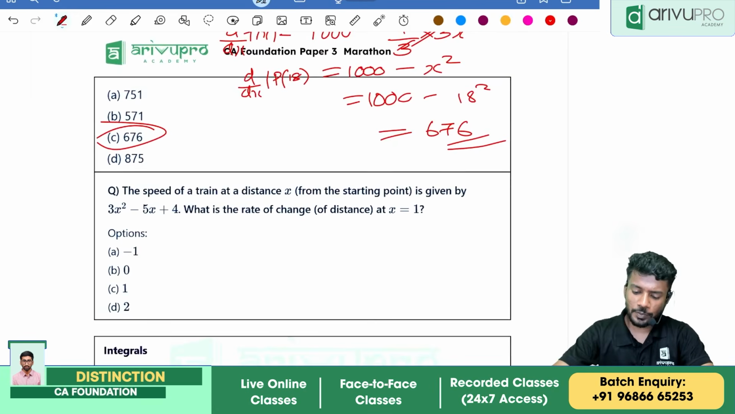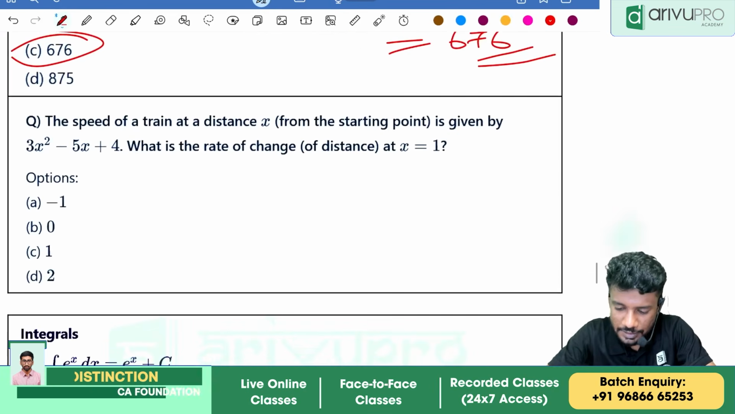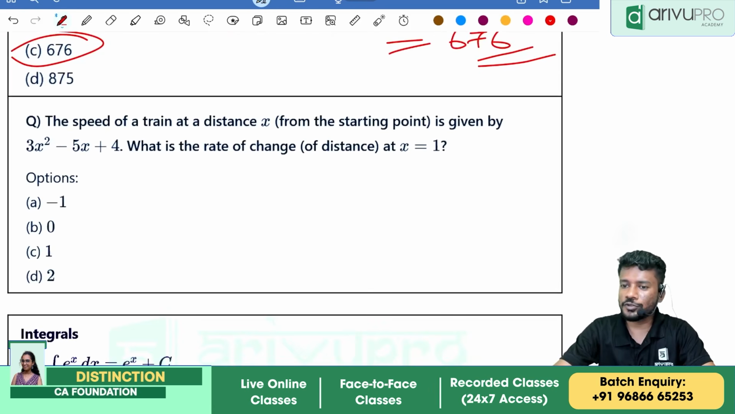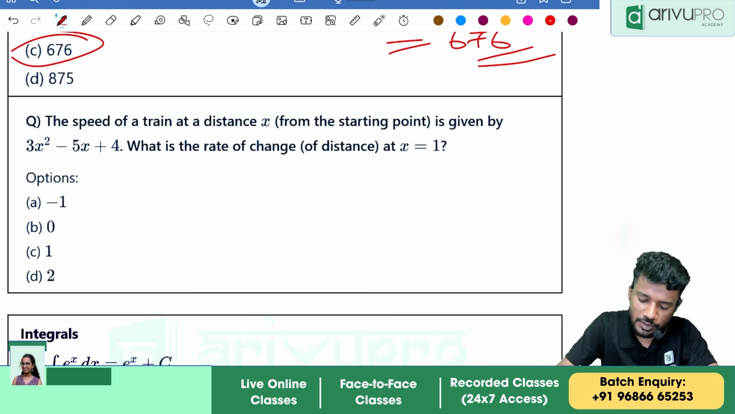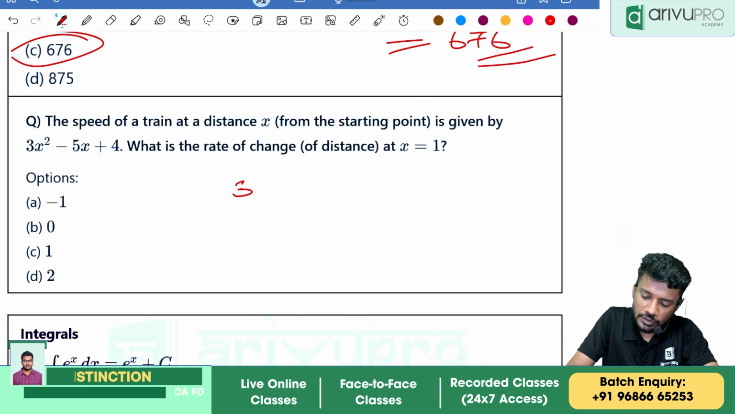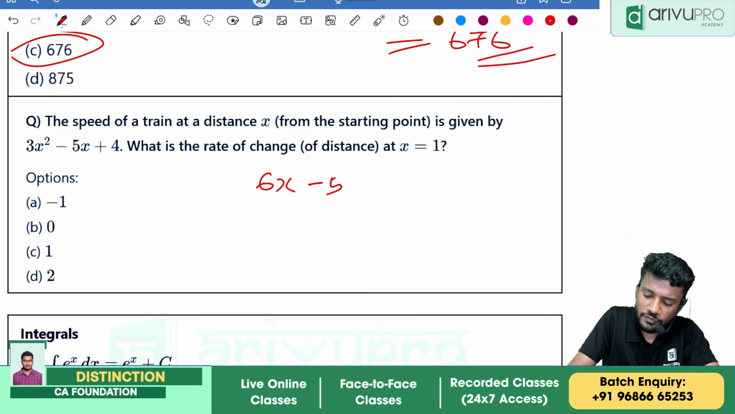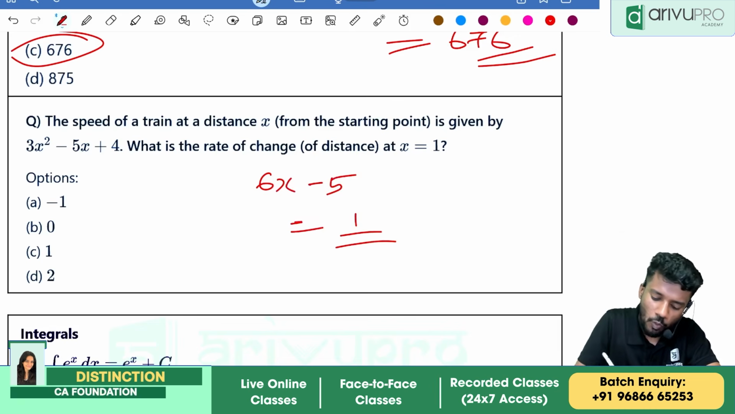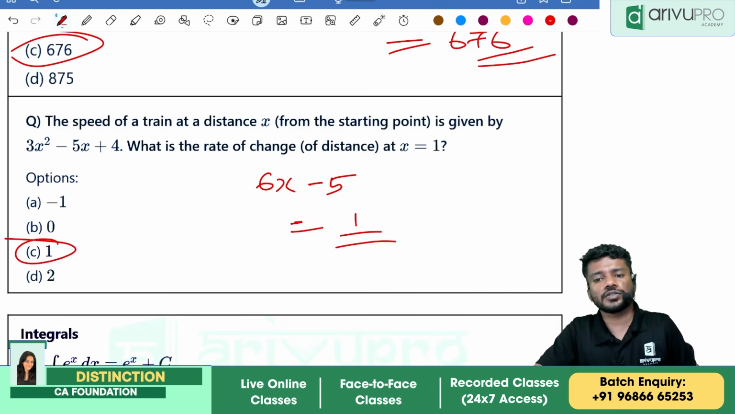Tell me. The speed of a train at a distance x is given by this. What is the rate of change? How to do this? First find the derivative, then substitute x is equal to 1. Find the derivative. That is how much? 3x square, derivative of 3x square is how much? 6x minus 5. Now put x is equal to 1. That means 6 minus 5, which is equal to 1. Option C is your answer.